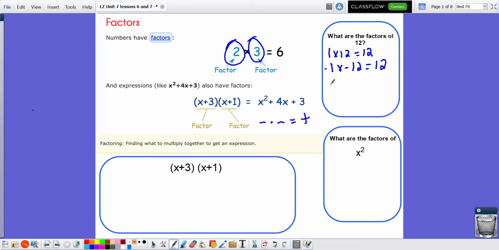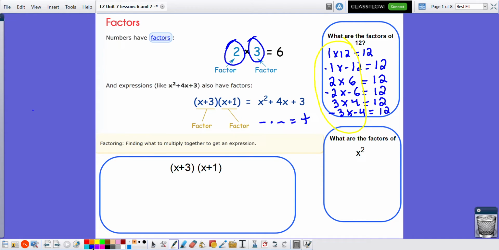Now we know that 2 times 6 equals 12, and negative 2 times negative 6 equals 12. We know that 3 times 4 equals 12, and negative 3 times negative 4 also equals 12. So the factors of the number 12 are all these numbers.